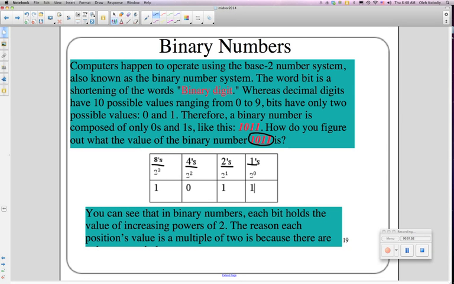The place values are multiples of 2, because we have just two different symbols, just as in base 10, the place values are multiples of 10. So this number would be 8 plus 0, no 4s, plus 2, plus 1. So the number would be actually 11.